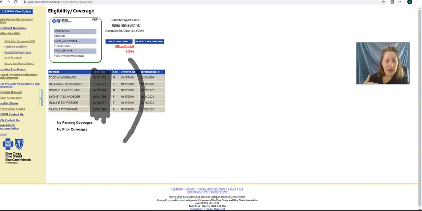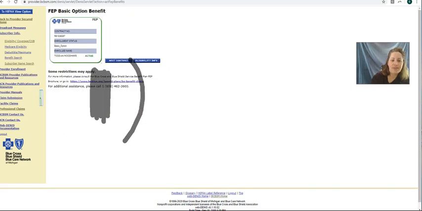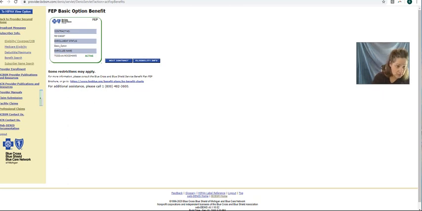And I do have Medicare patients who give it to me before it's even active. So you do have to make sure you watch that. So then I'm going to hit benefit description. And it tells us that I have, what's it at? I have the basic option.